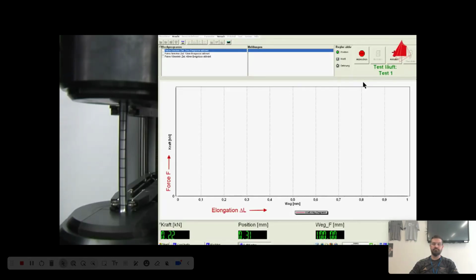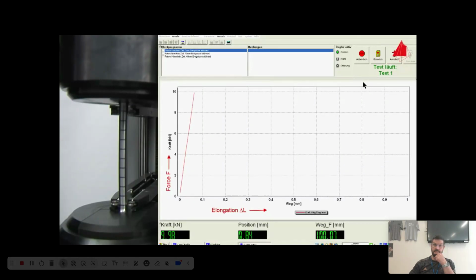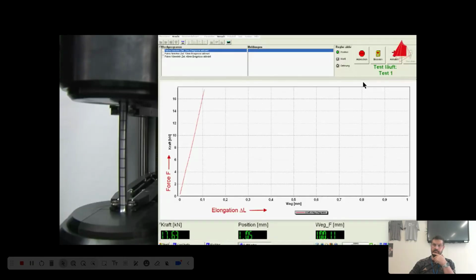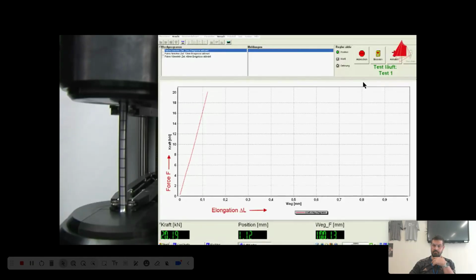The force F is being plotted upwards on the vertical axis, the elongation delta L towards the right on the horizontal axis. The test piece is stressed. At first, the force rises rapidly. Force and elongation are proportional and form a steep, straight line in the diagram. In this area, the material behaves elastically. If the test piece were to be unloaded from this area, it would spring back completely to its original length.